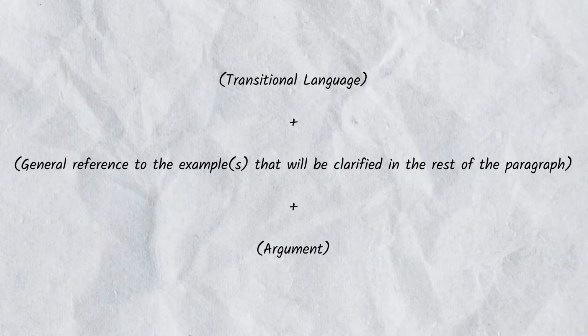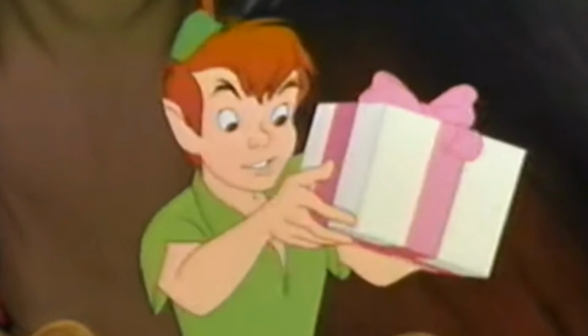And the third element that you must include in each and every topic sentence is some language that connects to your overall argument from your thesis. So in essence, your basic topic sentence template will look like this. These elements do not necessarily have to be in this order, but they all must be present.